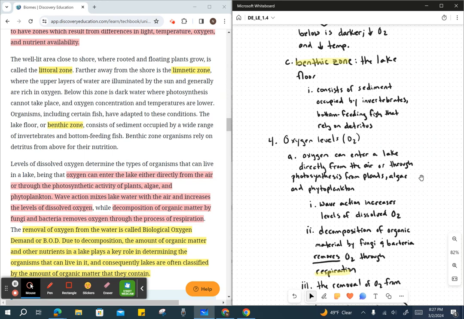Oxygen levels also tend to vary. Oxygen can enter the lake or the pond from the surface, right? Because that's the interface with the atmosphere. And if you have a lot of wave action, that can also really accelerate the oxygen dissolving from the atmosphere into the body of water. You have a lot of phytoplankton in there, algae in there, plants in there.